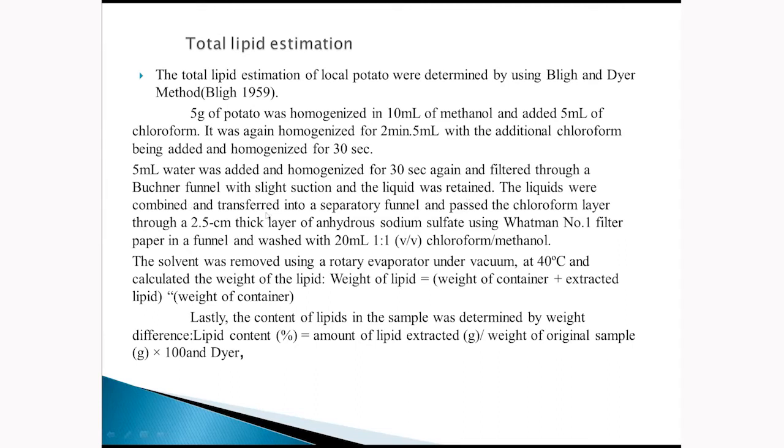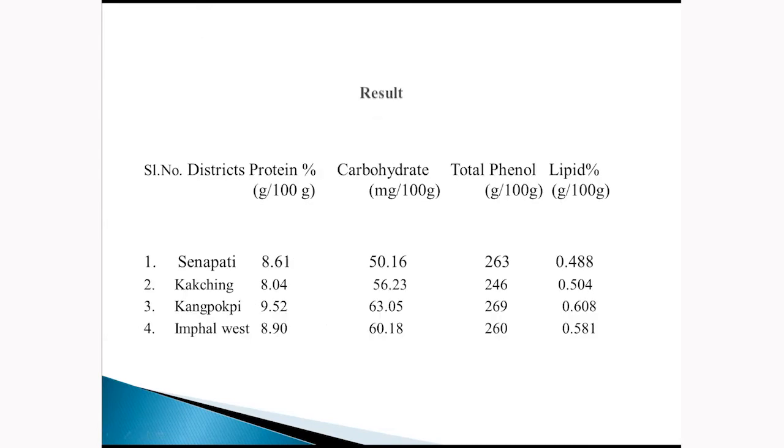These liquids were combined and transferred into a separating funnel, and the chloroform layer was passed through a 2.5 centimeter thick layer of anhydrous sodium sulfate using Whatman number 1 filter paper, which is a little bit different from the usual filter paper. Then it was washed with about 20 ml of a 1:1 ratio of chloroform and methanol, volume by volume. The solvent was removed using a rotary evaporator under vacuum at about 40 degrees Celsius, and the calculation was done using the following formula. The results obtained are represented here: I have given the protein content, carbohydrate content, total phenolic content, and the lipid content in these 4 columns.